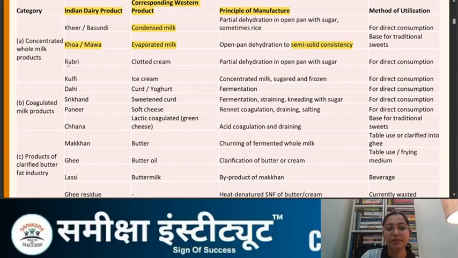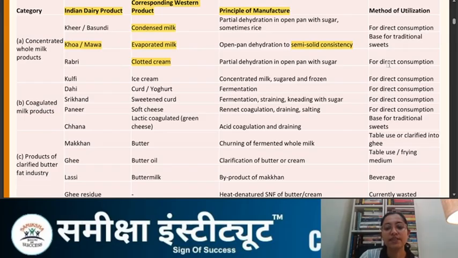Third is the rabdi. Rabdi is also clotted cream. This is very important. Rabdi is basically clotted cream. However, it is a concentrated whole milk product. It has not been coagulated, but rather it is clotted cream. Again, herein we go for partial dehydration in an open pan along with the addition of sugar.